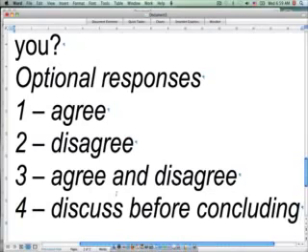Now, by far, the fastest and easiest kind of essay to write is either option 1 or option 2.